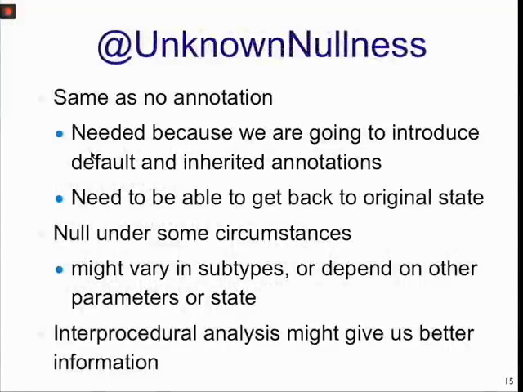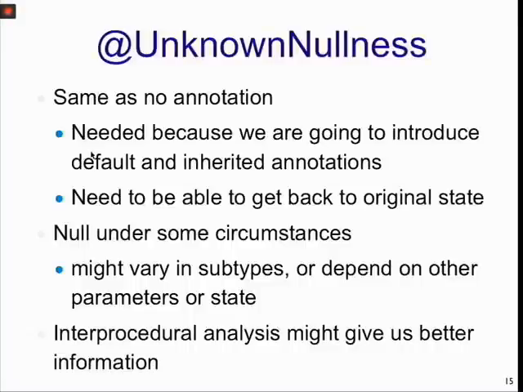And then unknown nullness, which is the same as having no annotation, as Neil pointed out. The reason I think we actually need to be able to do this with an annotation is because we're going to wind up introducing something that I think we need, which is default annotations, that you can say for a class or a package, I want my method parameters to be treated as non-null by default. But you might, in a couple of cases, say, no, but for this method parameter, I want it to be treated as though I don't know anything about the nullness of this parameter. Right? So we need to be able to get back to the original state.